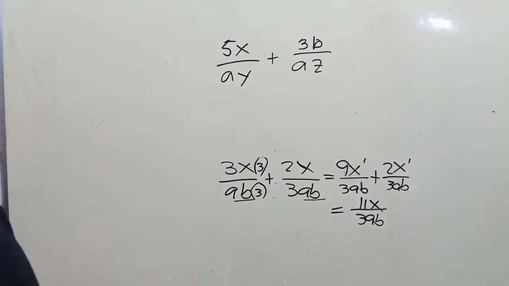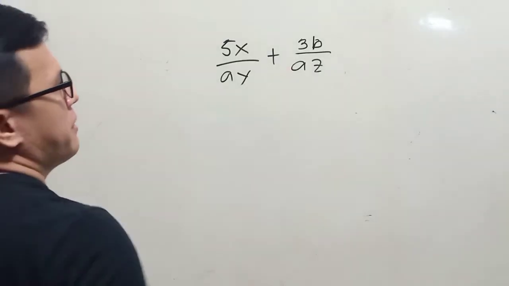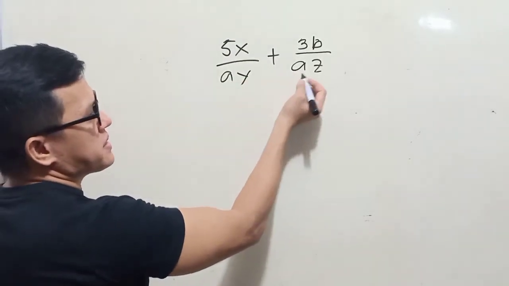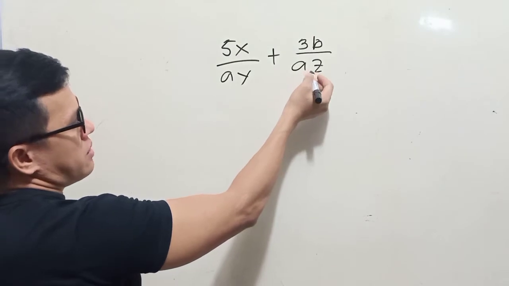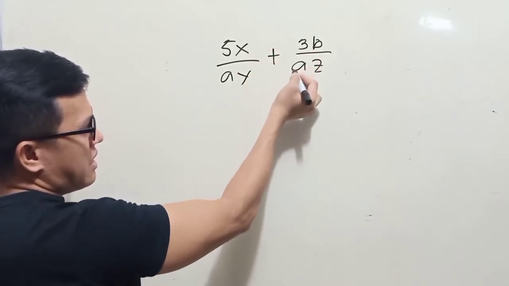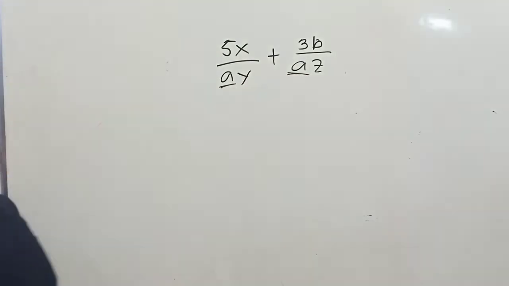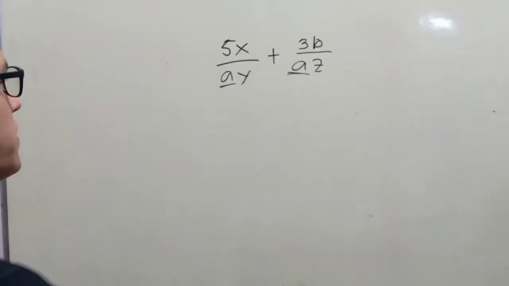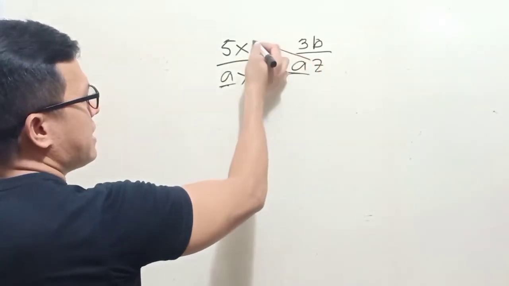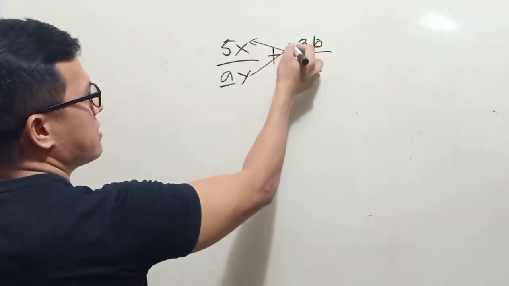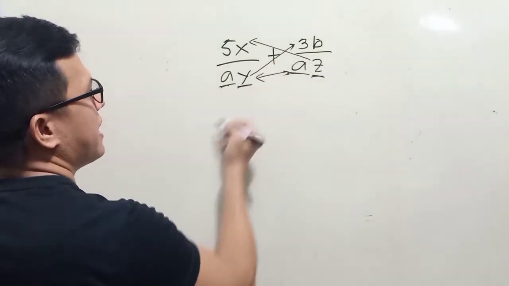Now, what if like this? Okay? Now, what if like that? The denominators are not the same, but you can do like this and apply that. The thing is, there are common factors of the denominators, which is a and a, right? So what you're going to multiply here and here would only be the y and z, okay? And then like this, okay?